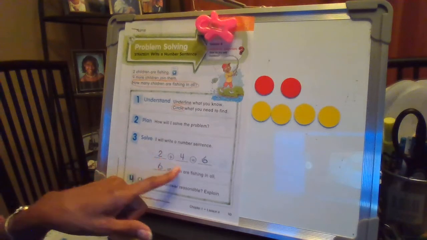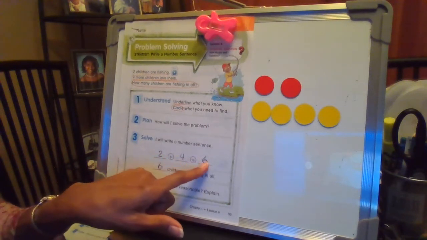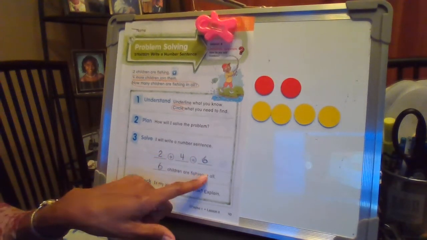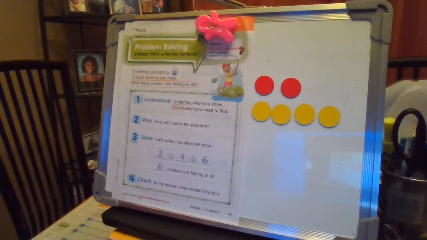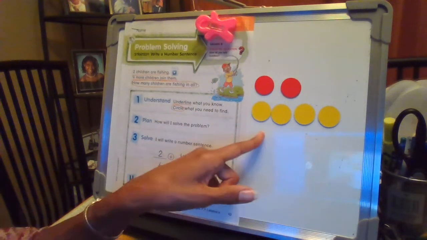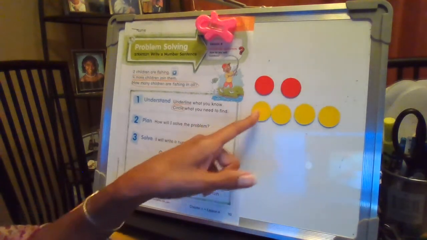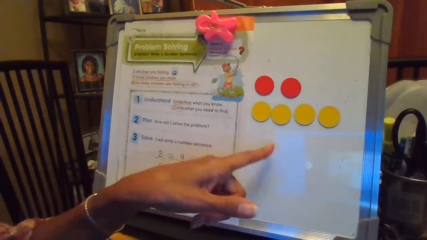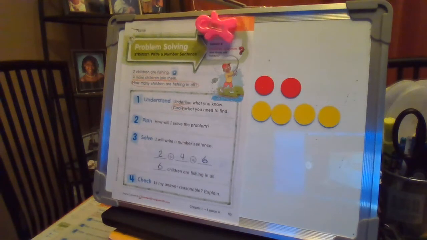Okay, so you trace the numbers. 2 plus 4 equals 6. 6 children are fishing in all. So now we check, is my answer reasonable? Explain. Yes, it is reasonable because I started off with 2 children and then 4 more children came to join them. And when I count how many I have in all, I come up with 6 children altogether.